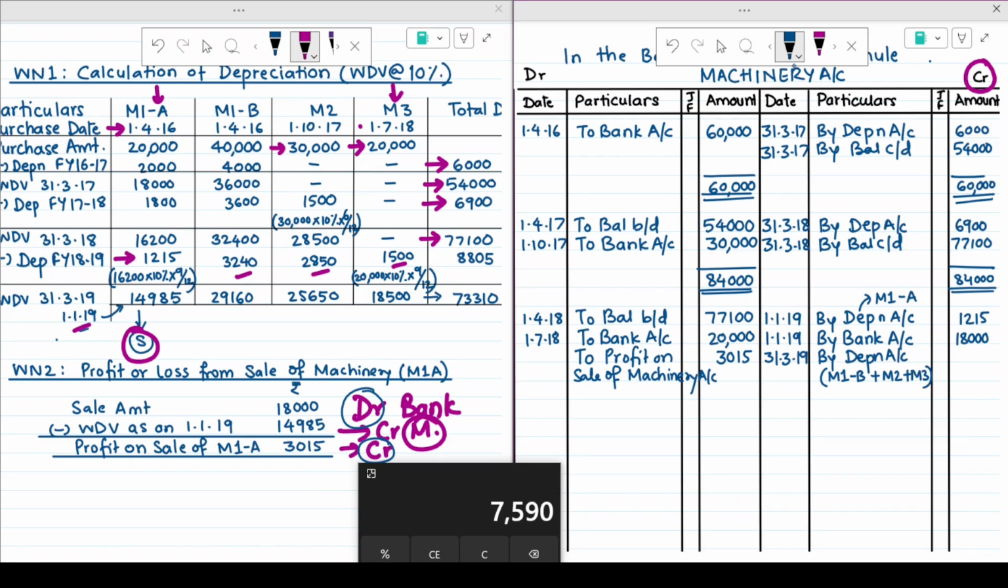This is for your reference. In exam you need not write this. The amount is 7,590. So all the entries are done. We can close the books. Let's do the total.